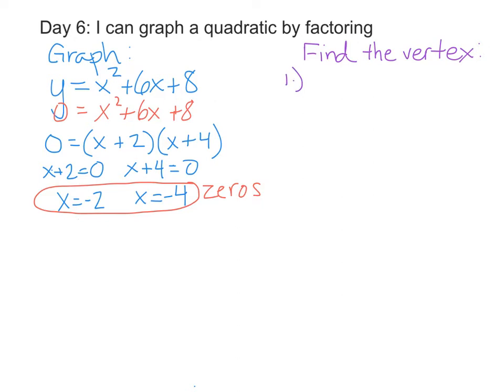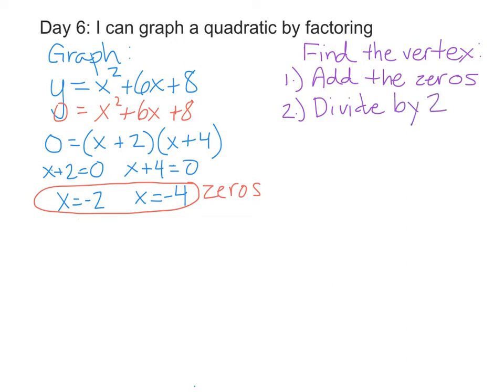So 1, add the zeros. 2, divide by 2. Okay, so we're going to take those 2 zeros that we had right there, and we're going to go negative 2 plus negative 4 over 2. It's like an average, the average of those. So that's negative 6 over 2, which is negative 3.